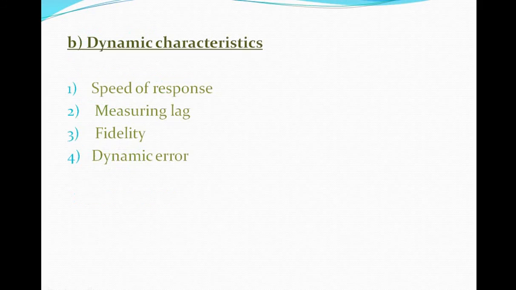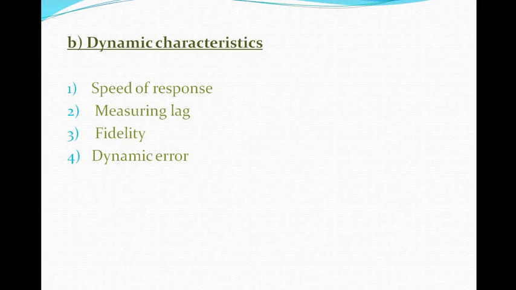Then moving on to dynamic characteristics, there are four. These are characteristics that change with time, right? So speed of response is defined as the rapidity with which a measuring system responds to change in the measured quantity. Measuring lag is the retardation or delay in response.